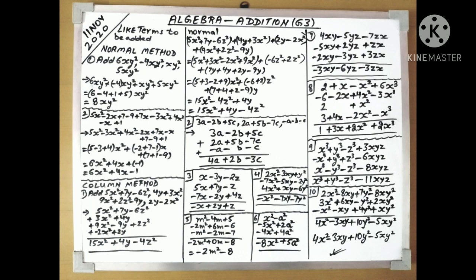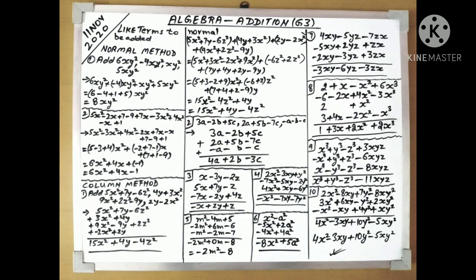See another example. We have three expressions: 3a minus 2b plus 5c, 2a plus 5b minus 7c and minus a minus b minus c. So you add the like terms and get the final answer as 4a plus 2b minus 3c. I hope it is very clear now. See the next example. We have x minus 3y minus 2z, 5x plus 7y minus z, and minus 7x minus 2y plus 4z. So if you add accordingly, you will get the final answer as shown.